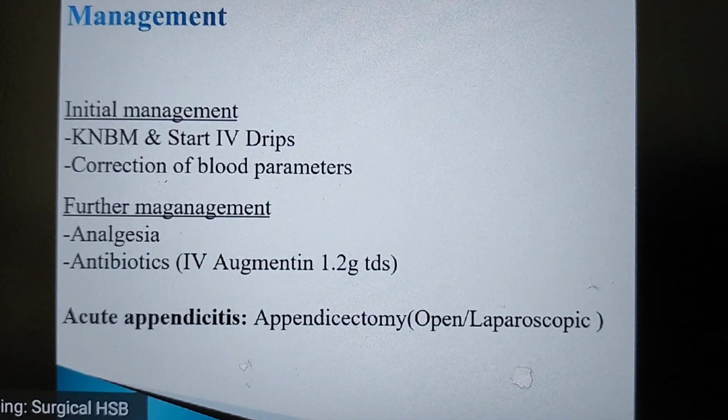For management, basically we can divide into initial management and further management. In initial management, we have to stabilize the patient first, keep the patient nil by mouth, start on drip, then see the patient's hydration status, whether the patient is in shock or not. If in shock, we have to start the patient immediately on drip and correct all the blood parameters. For further management, give analgesia to relieve the pain, and also antibiotics to stop the infection progression. Usually we will give IV augmentin 1.2 gram TDS. Later, we proceed with appendicectomy, either through the open or laparoscopic approach.